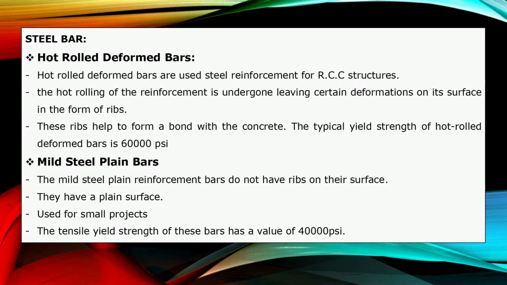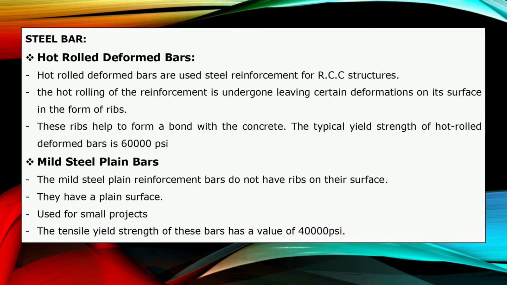Furthermore, there are also two types of steel bar. The first one is hot rolled deformed bars, which are the most commonly used steel reinforcement for RCC structures. As the name says, the hot rolling of the reinforcement leaves certain deformations on its surface in the form of ribs. These ribs help to form a bond with the concrete. The typical yield strength of hot rolled deformed bars is 60,000 psi.